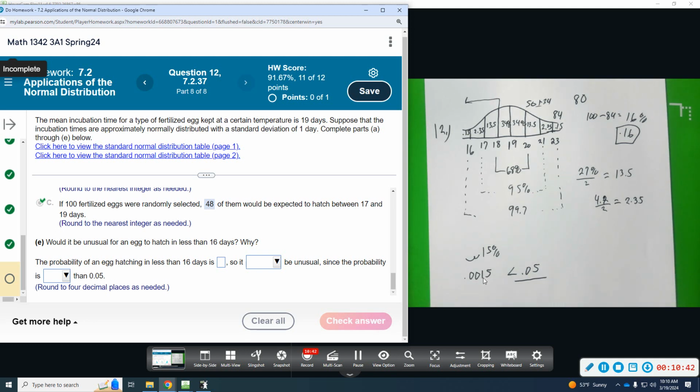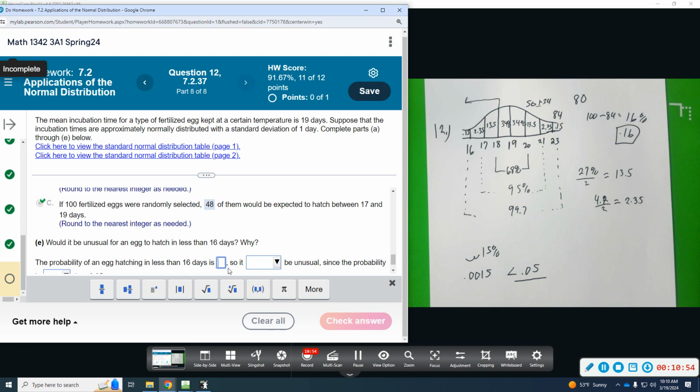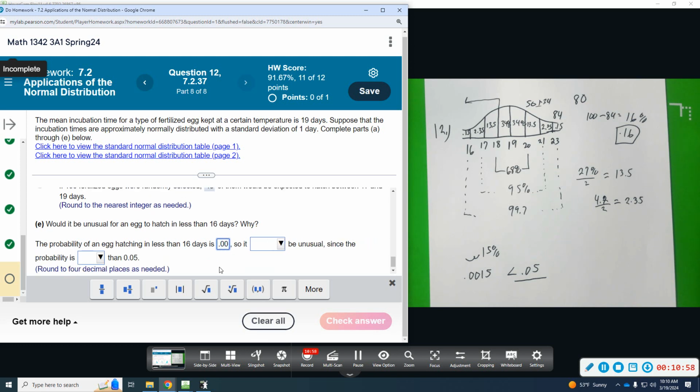And since the 0.0015 is less than 5%, that would be unusual. So the probability of hatching in less than 16 days is 0.0015. So it would be unusual since the probability is less than 5%.